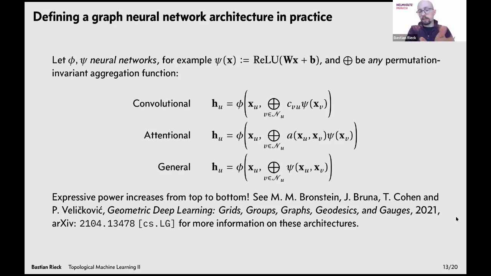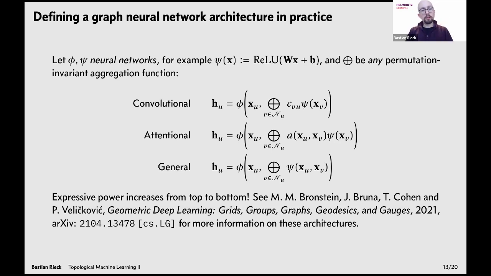So for instance, the psi could just be your usual ReLU network, right, with one weight matrix and some bias. You take any permutation invariant aggregation function. It always looks a little bit like a sum, of course, right? But in practice, it can be something different. And then you have various ways of building different architectures.